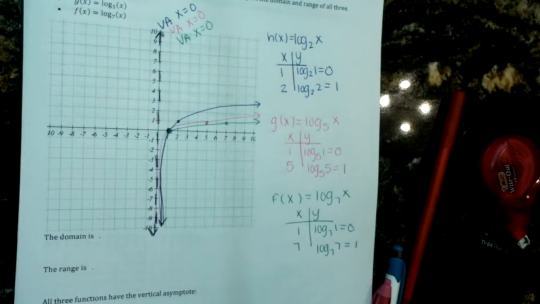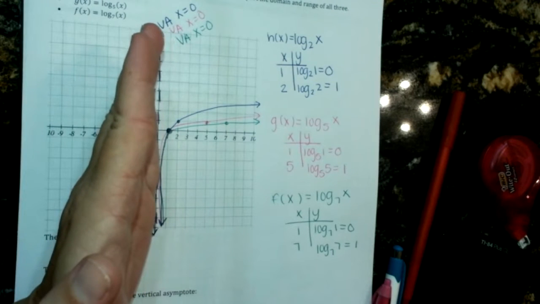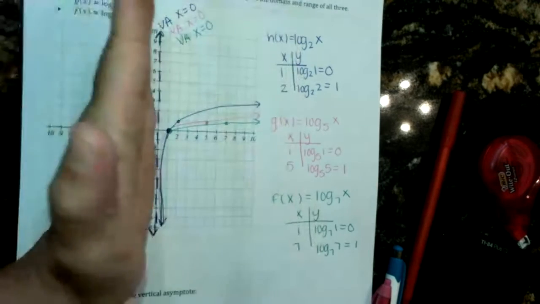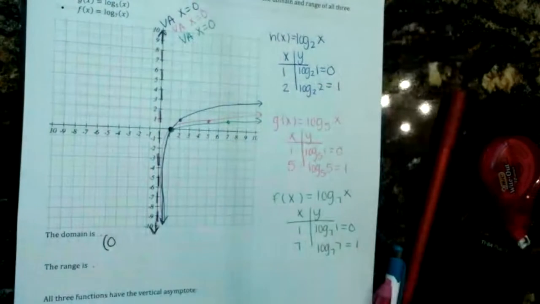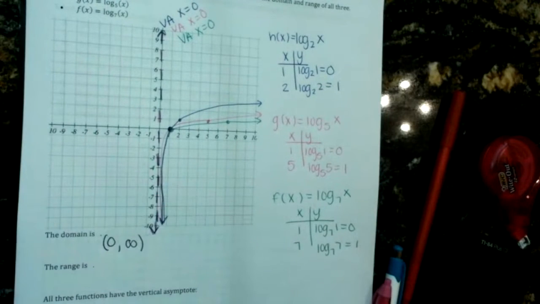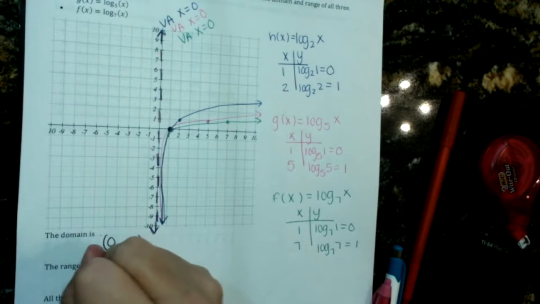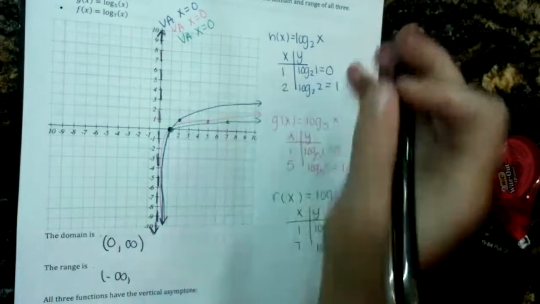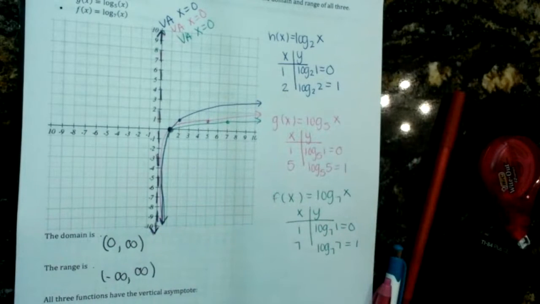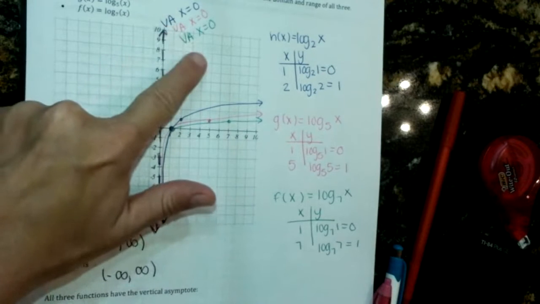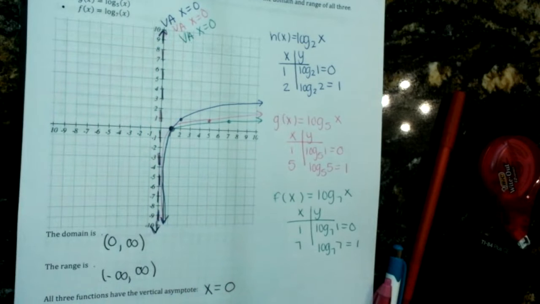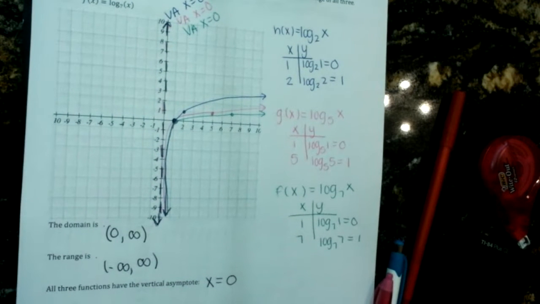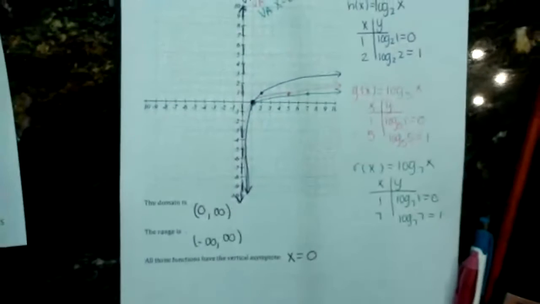So domain for all of these, they all have the same domain because they're all going to get super, super close to our vertical asymptote going from left to right. So starting at 0, getting super close but not touching, so a parenthesis, and going on forever to the right. So from 0 with a parenthesis to infinity. Our range is going to go down forever, so negative infinity. It's going to go slowly up forever, so negative infinity to positive infinity. And all three functions have a vertical asymptote at x equals 0. Always put our vertical asymptotes, or asymptotes in general, they're lines, so put them as equations. All right, so here is this page.